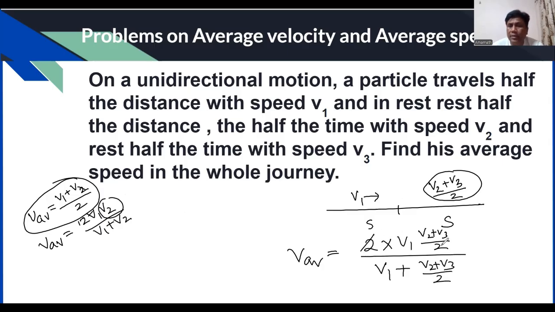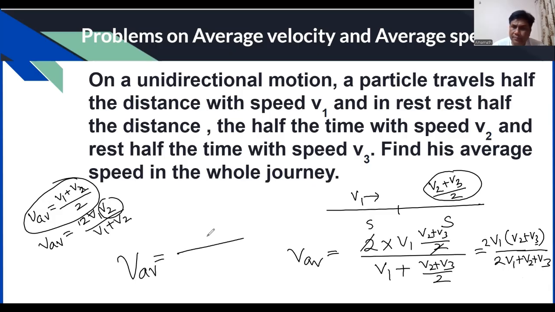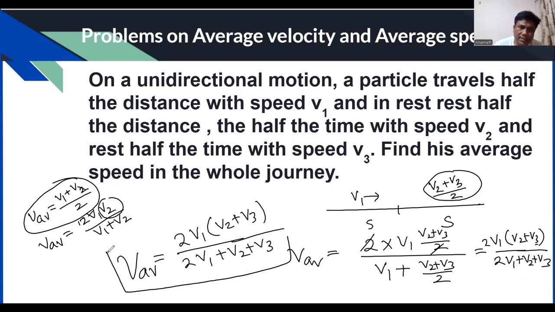Okay. So now you have to simplify it. It is nothing but V1 into V2 plus V3, divided by 2V1 plus V2 plus V3, and divided by 2. So that 2 will come up above. So ultimately the answer will be 2 times V1 into V2 plus V3 by 2V1 plus V2 plus V3. This will be the final answer actually, okay?